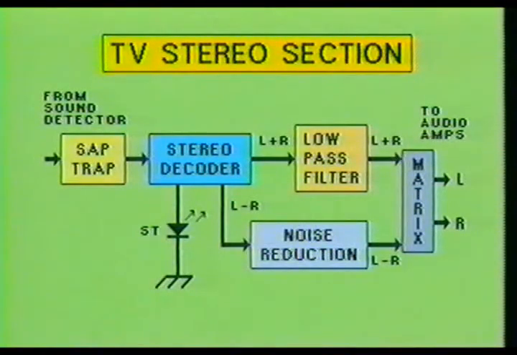Here you see a block diagram of the process in which stereo television is decoded. The multiplexed audio arrives from the sound detector stage and enters the SAP trap. This sound trap is tuned to notch out ultrasonic frequencies centered around 78.67 kHz. The stereo decoder receives the multiplexed audio which is passed to it from the SAP trap. The stereo decoder uses the pilot signal to separate the L plus R and L minus R audio signals. When a stereo transmission is being received, the stereo decoder will turn on the stereo indicator LED.